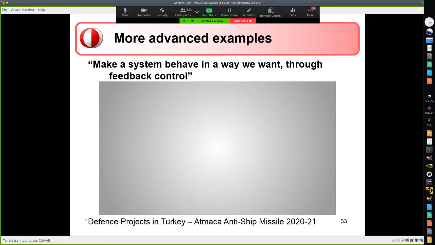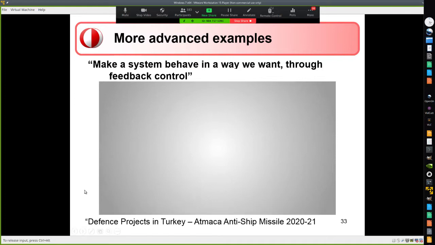Okay, so I will finish off by 2 more examples. These are from our own defense industry, collaborations between Aselsan and Roketsan. These are defensive rocket technologies that are being developed. One is an anti-ship missile called Atmaca.